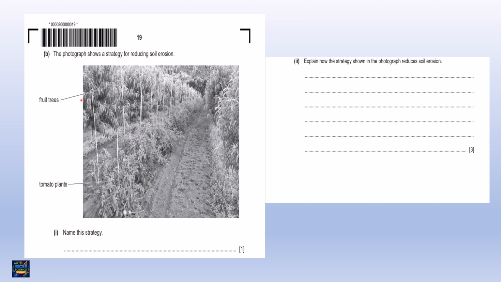Part B is again a photograph based or diagram based question. The photograph shows a strategy for reducing soil erosion. Here are fruit trees and here are tomato plants. The question is: name this strategy. You just need to write the name of this strategy. Part 2 is: explain how the strategy shown in the photograph reduces soil erosion. You need to write the explanation of how the strategy shown in the photograph reduces soil erosion. These carry 3 marks.